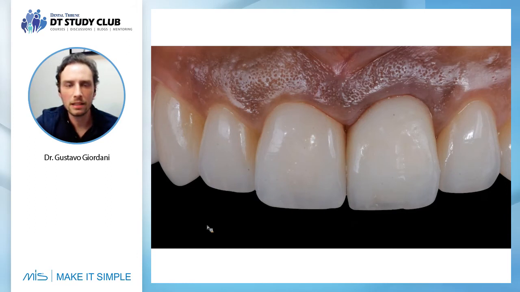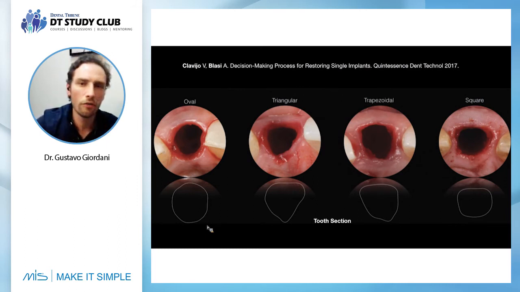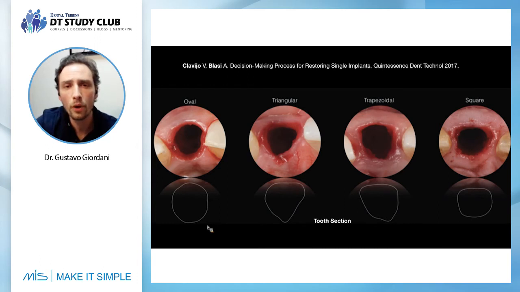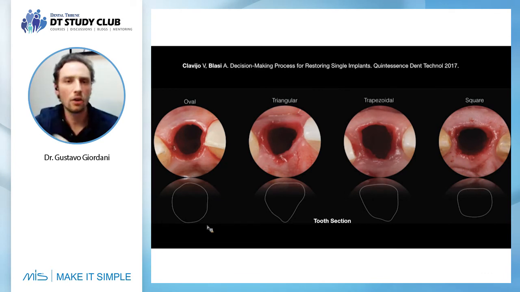But the problem with this is you are trying to do the emergence profile with your head. And what I learned from Victor is that when you extract a tooth, you have different tooth sections. You can have an oval tooth, a triangular tooth, a trapezoidal tooth, or a square tooth. And you need to support the tissue in the correct way, because when you don't, you can have tissue shrinkage, and you can create a problem with your tissue design. After that, you will need to unscrew your implant. You need to add some flowable composite or send it to the lab, and you start to create a problem disconnecting and connecting all the time.